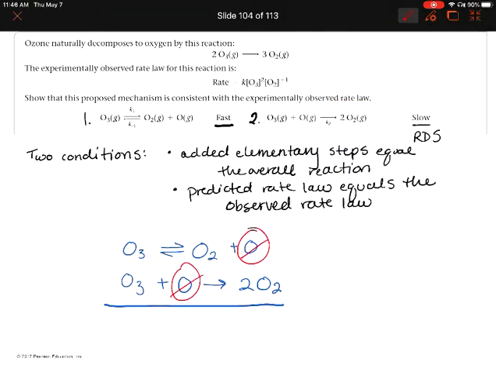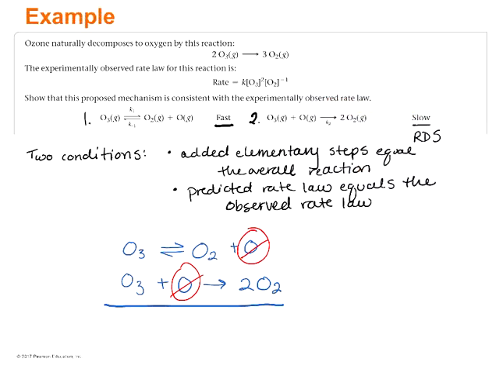So we're going to cancel that because it appears in both the products and the reactants. So now we'll just add together what's left. So we have 2 ozone molecules on the left-hand side and 3 O2 molecules on the right-hand side. And this matches our original overall equation. All right, so the first condition has been met.